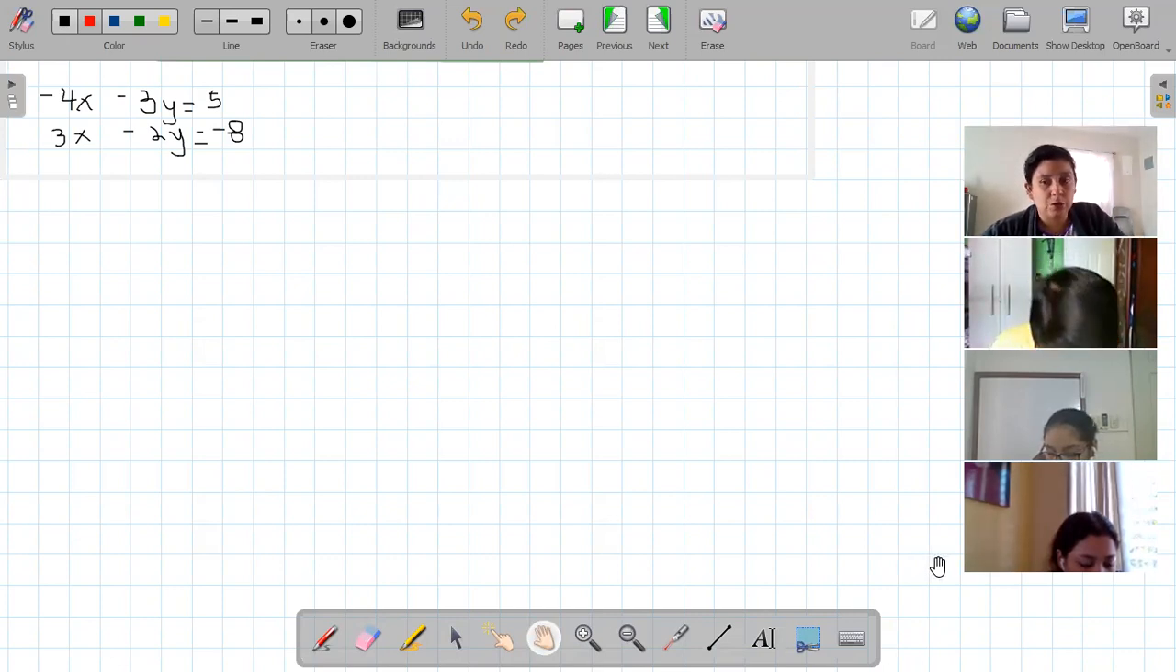Okay, let's go with our very last exercise for today. So we got negative 4x minus 3y equals 15. And we got 3x minus 2y equals negative 8. Let's look again at the terms and let's compare them. Remember, we need to have the same coefficient, but with different signs. It doesn't matter which variable because we need to eliminate one variable.